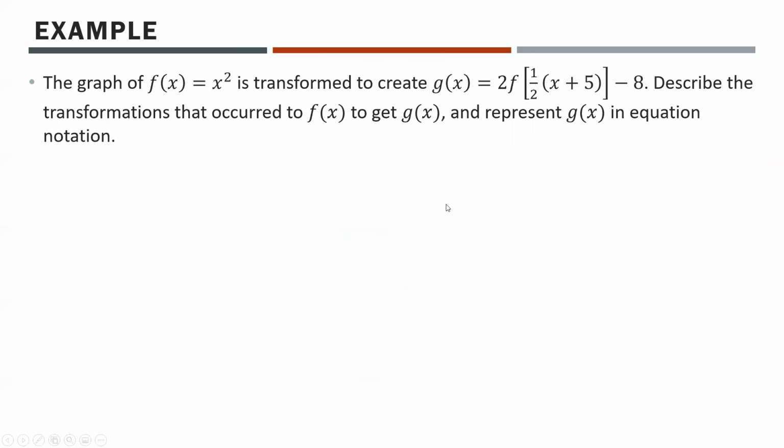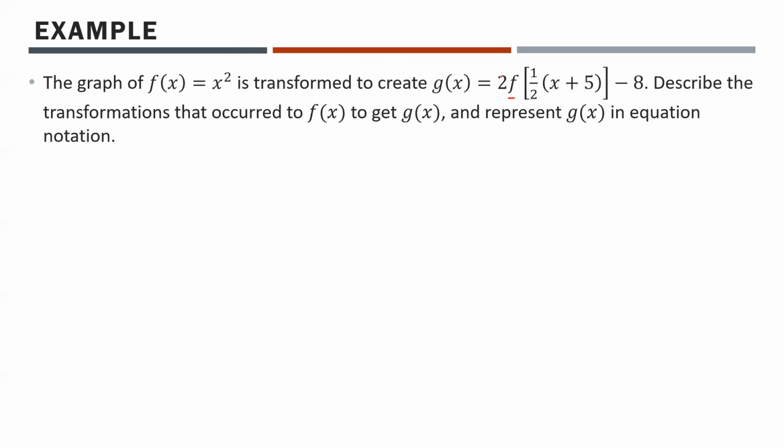Okay, a few more questions. We're actually making reasonable time today, knock on wood. The graph of f of x equals x squared, so there's our base function, is transformed to create this. Holy smokes, this is function notation because we have an f here. Describe the transformations that occurred to f of x to get g of x, so this is our new function, and then represent g of x in equation notation. Okay, so it just wants us to describe in words the transformations. So let's break this apart. We'll worry about the second half in a moment. If we're to break this down in words, let's start with some of the easier ones.